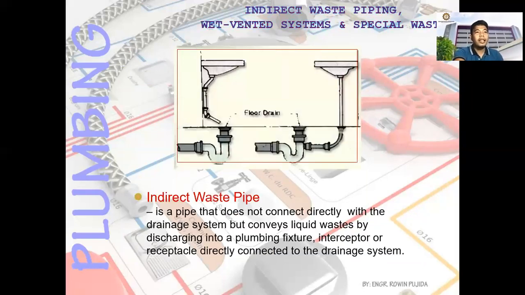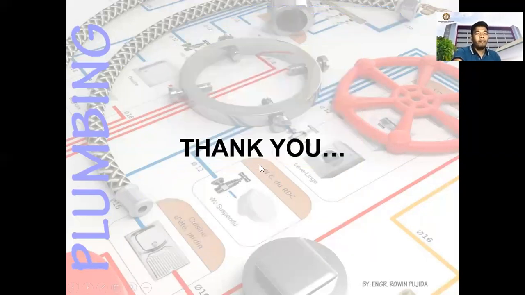Next is indirect waste piping, wet venting system, and special waste. So indirect waste pipe is a pipe that does not connect directly with the drain system, but conveys liquid waste by discharging into a fixture, interceptor, or receptacle directly connected to the drainage system. So from your lavatory connected to your floor drain and then connect to the drainage system. So no vent system involved.